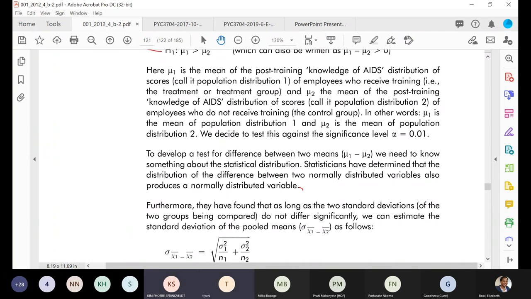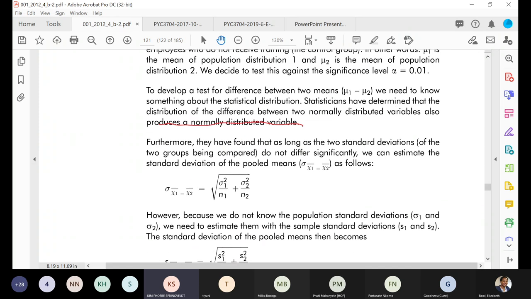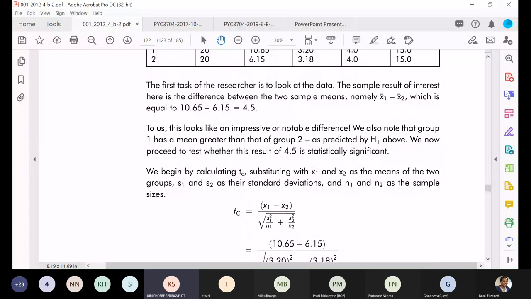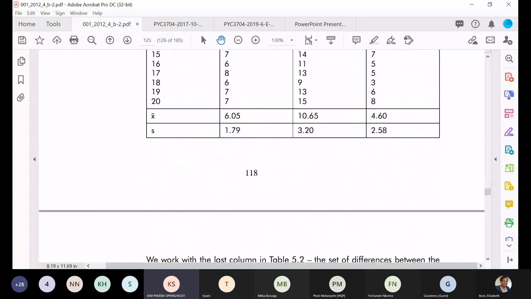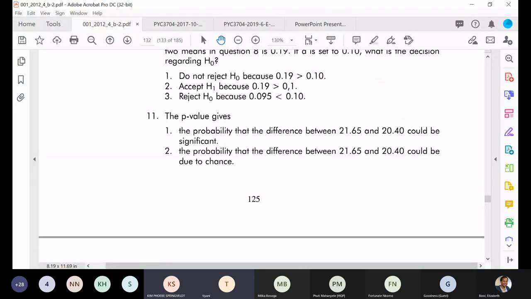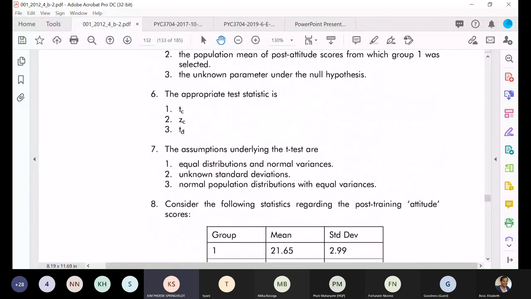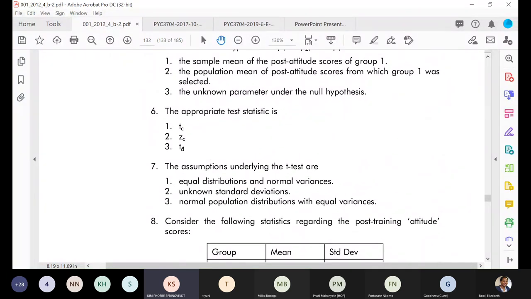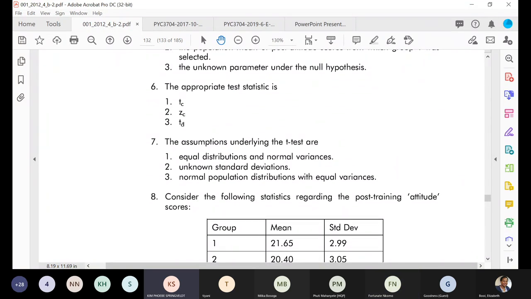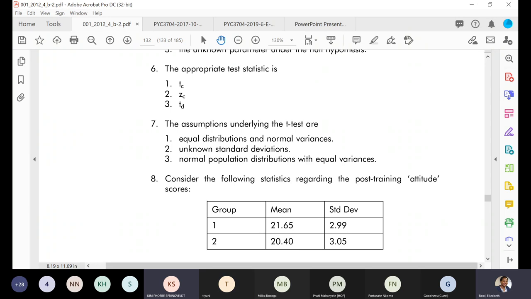Wait a minute, on the questions on page 125, it says the assumption number 7 on page 125. The assumptions underlying the t-test are 1, equal distributions and normal variances, 2, unknown standard deviations, and 3, normal population distributions with equal variances. And the right answer is number 3, but I don't know if this is really the same as what they're asking.